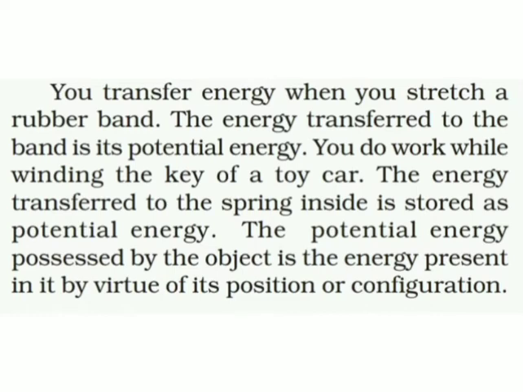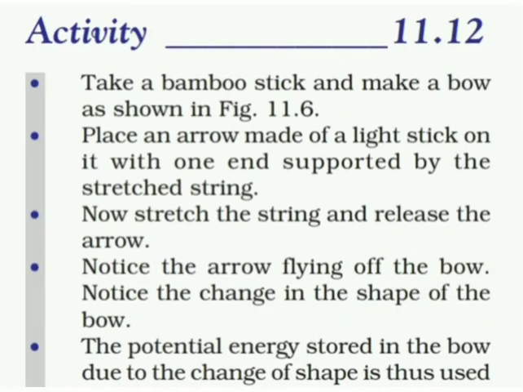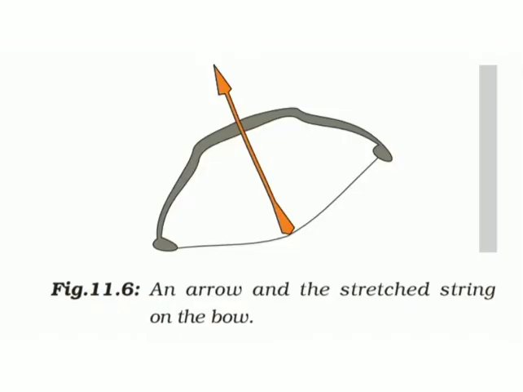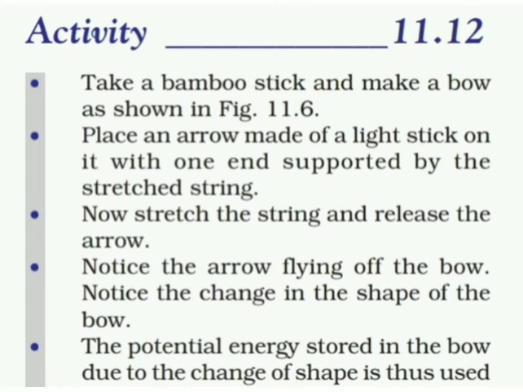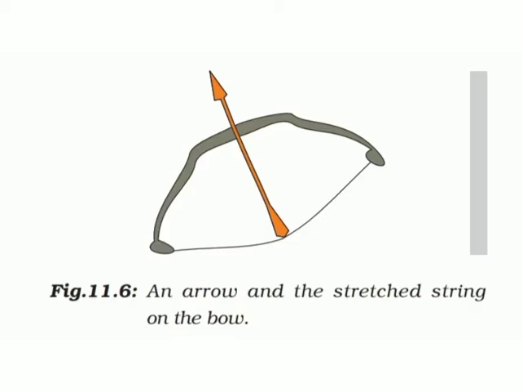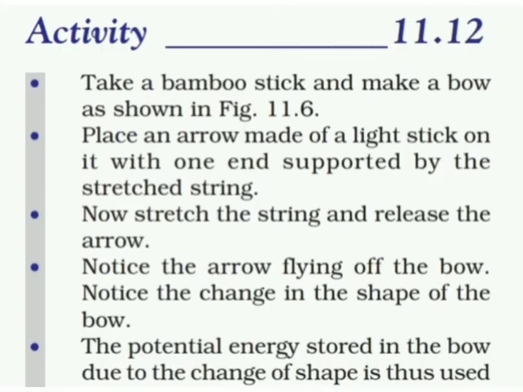Activity 11.12. Take a bamboo stick and make a bow as shown in the figure. Place an arrow made of a light stick on it with one end supported by the stretched string. Now stretch the string and release the arrow. Notice the arrow flying off the bow. Notice the change in the shape of the bow.